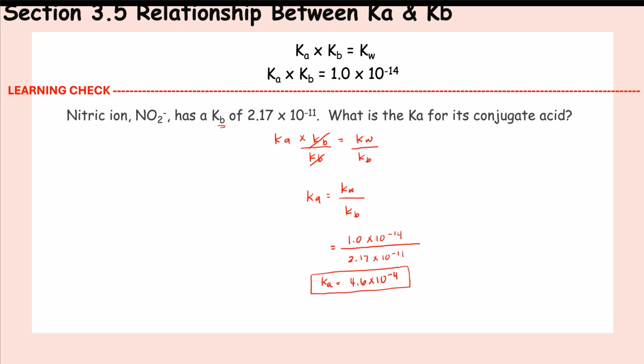Can you guess if this particular nitrite ion is a weak acid or a strong acid? Well, you can tell by the Ka value being less than 1, this is a weak acid.